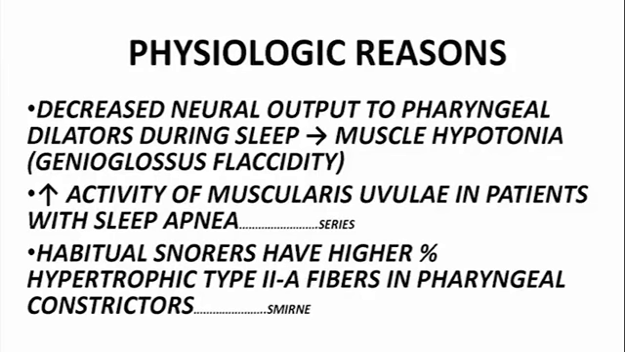Decreased neural output to pharyngeal dilators during sleep. We're talking about genioglossus laxity. Increased activity of musculus uvulae in patients with sleep apnea. And habitual snorers have a higher percentage of hypertrophic type 2A fibers in the pharyngeal constrictor muscles.